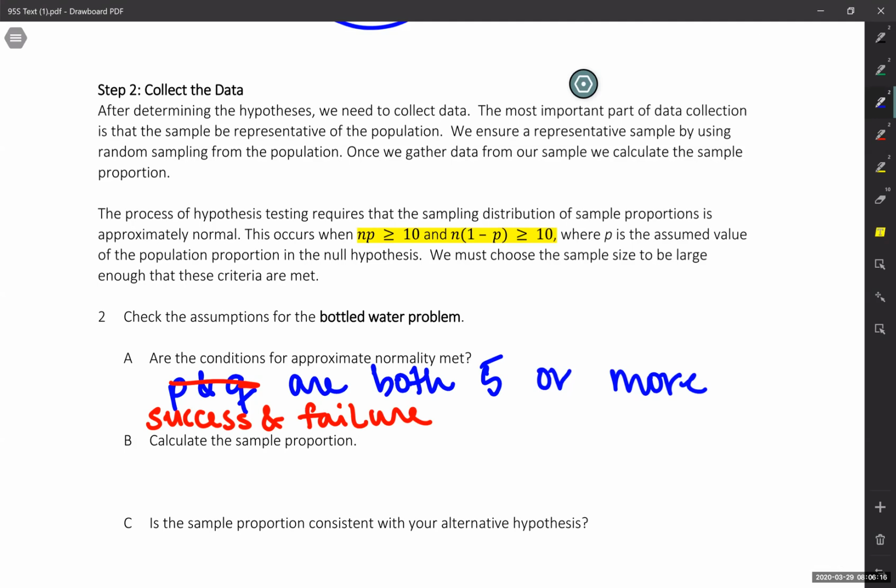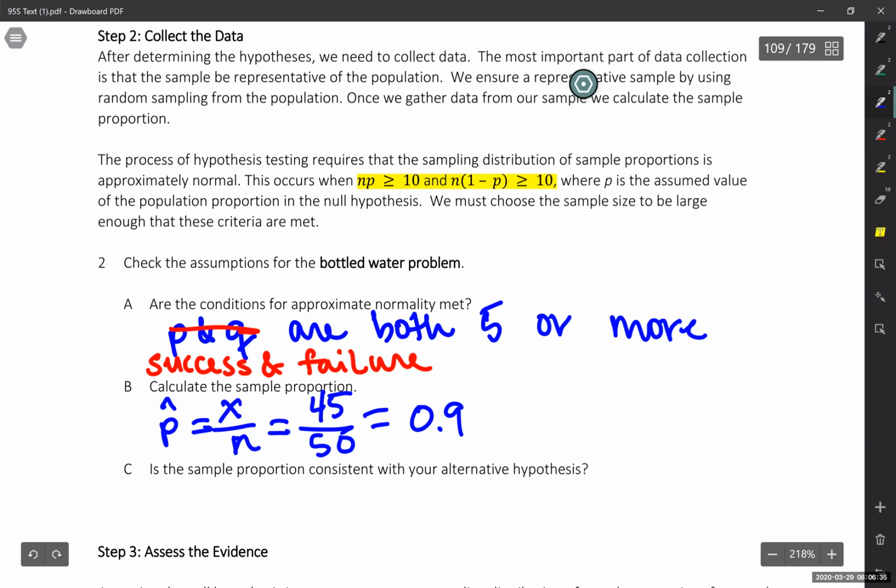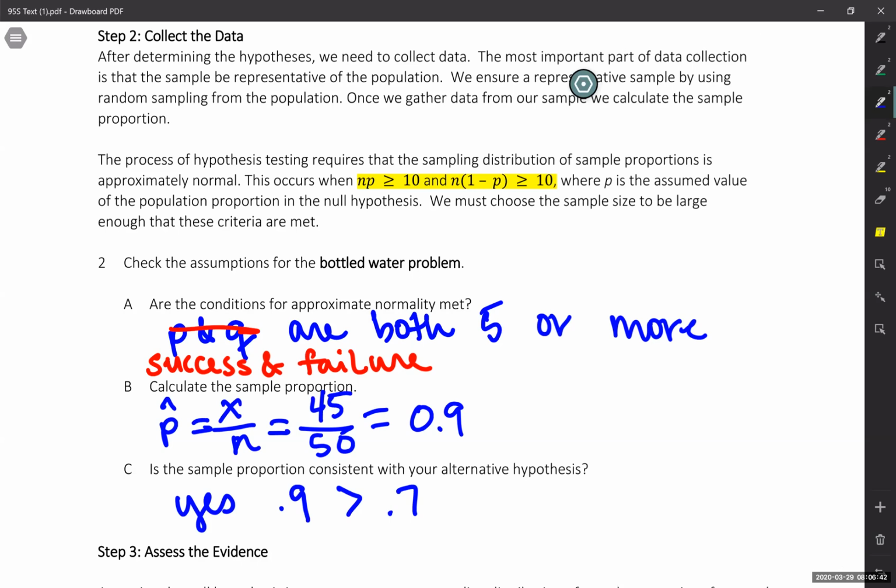Okay, calculate the sample proportion. So P hat is X over N, which was 45 over 50, and that gives us 90% or 0.9. Is this consistent with the alternative hypothesis? Yes, 0.9 is greater than 0.7, which is what our alternative hypothesis says, that it was greater than 0.7.